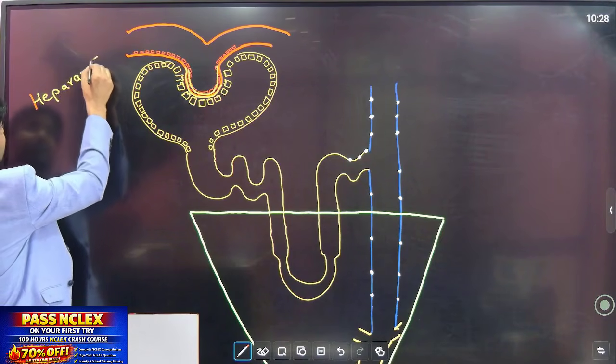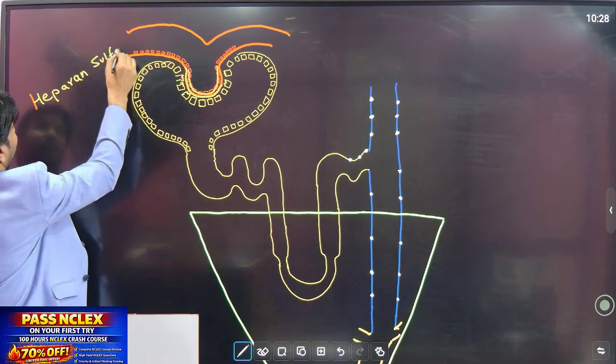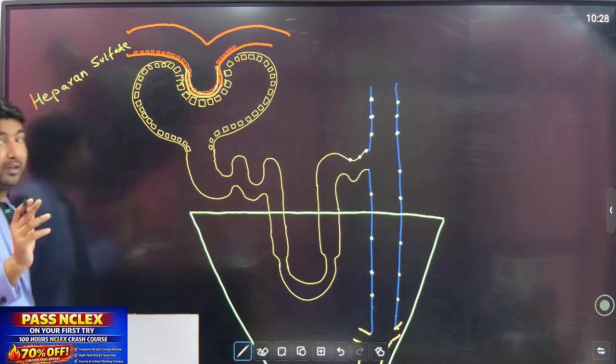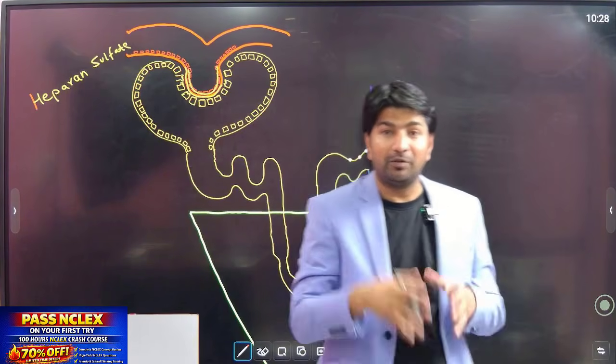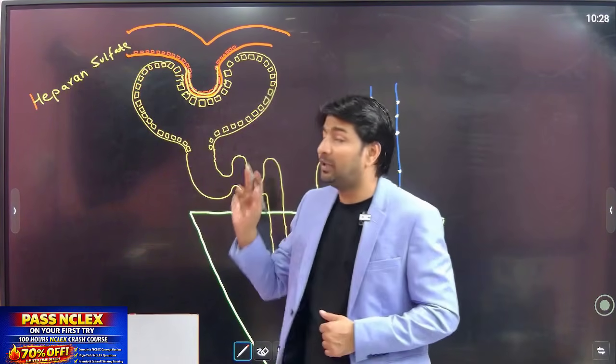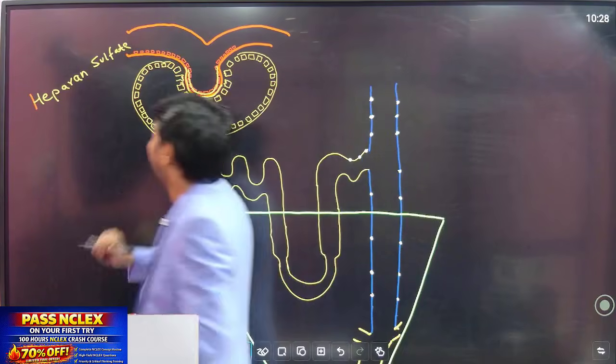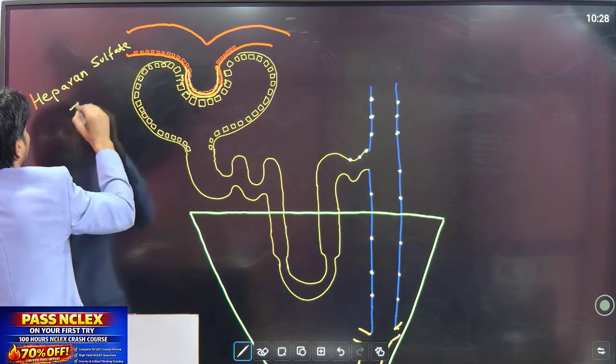Remember, it's heparan sulfate. These names are easy to mix up because they sound so similar, but it's important to use the correct one. Heparan sulfate is the right term here, and getting it right helps avoid confusion. It has a negative charge.